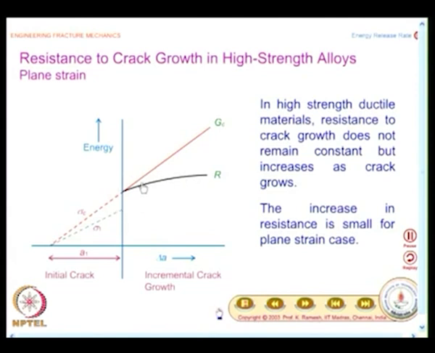Here again, when does fracture instability occur? When G becomes R, that is dictated by what is the stress level that you are imposing on the structure. When it is sigma 1, fracture instability does not occur, only when sigma 1 reaches sigma c, fracture instability occurs. So, you have the condition G equal to R satisfied.